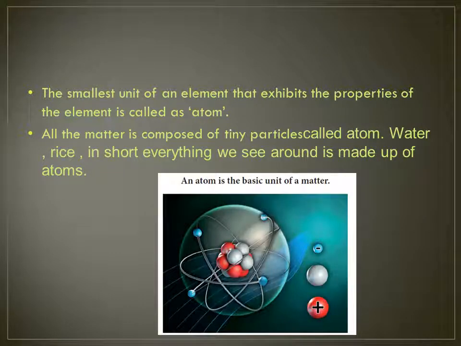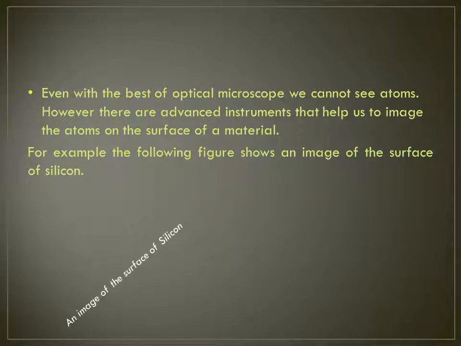An atom is the basic unit of matter. Even with the best of optical microscopes, we cannot see atoms. However, there are advanced instruments that help us to image the atoms on the surface of a material. For example, the following figure shows an image of the surface of silicon.